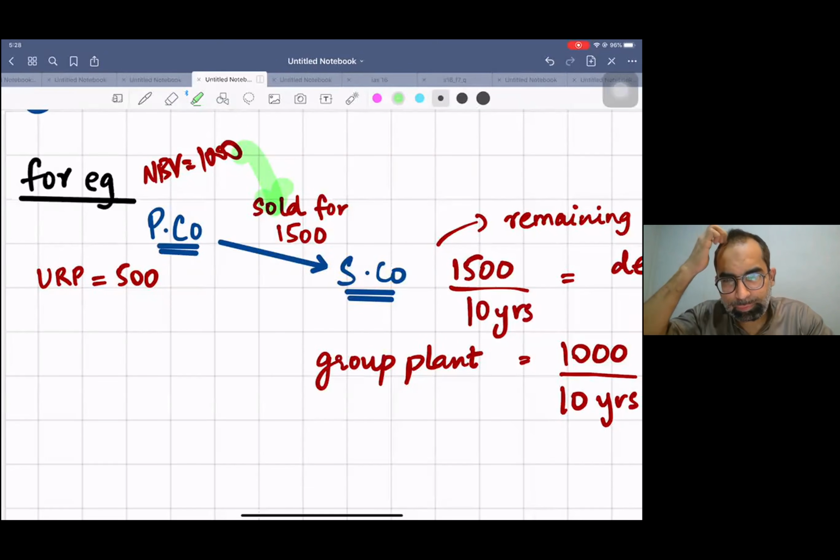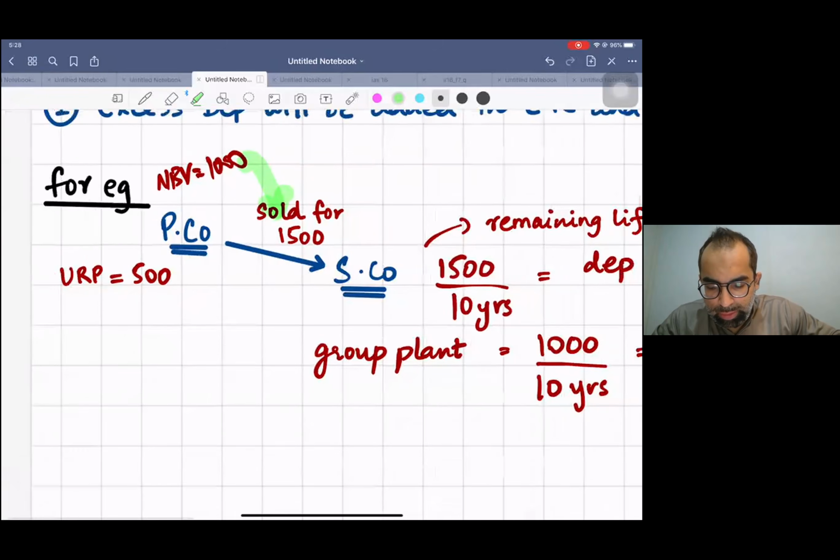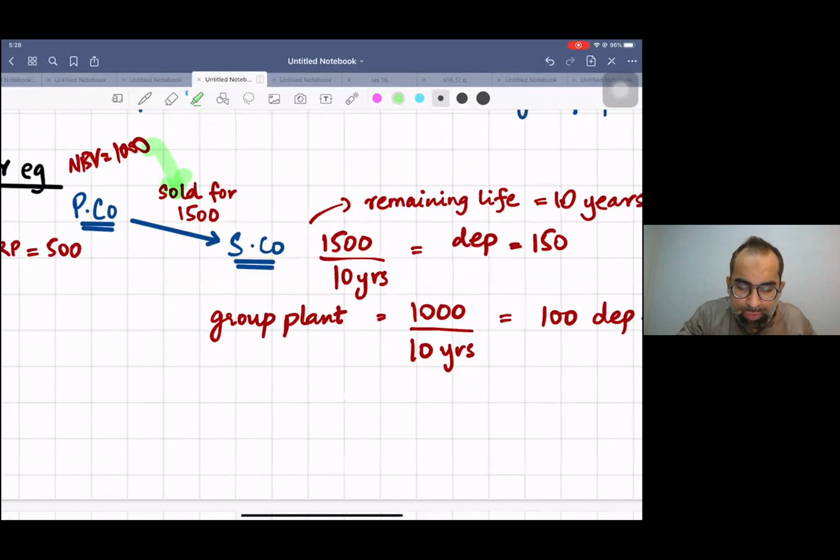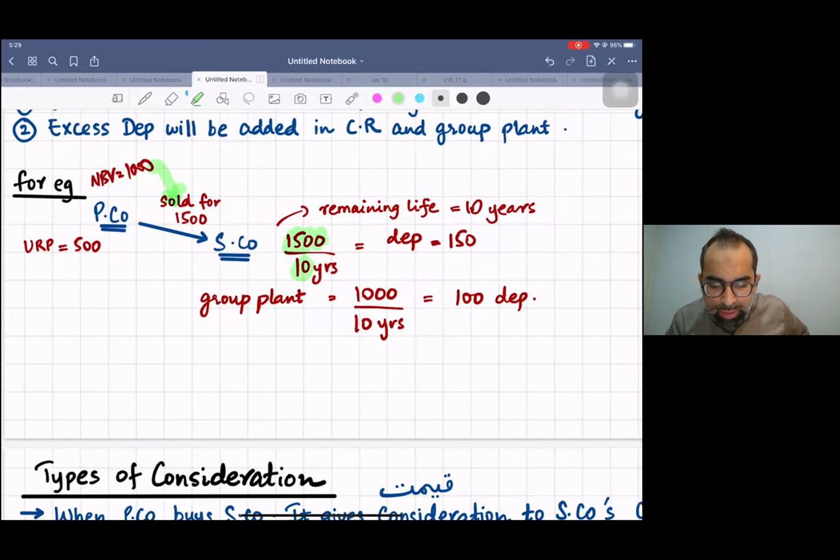Okay, thank you. So first of all, you need to remove this 500 from consolidated reserve and group plant, as this is a P2S sale. Now, one more thing, just think. S company just bought this plant for 1500. So S company started depreciating it using this 1500 amount, and the life is 10 years. So in S company's books, 1500 divided by 10, a depreciation of 150, is recorded in its individual books.